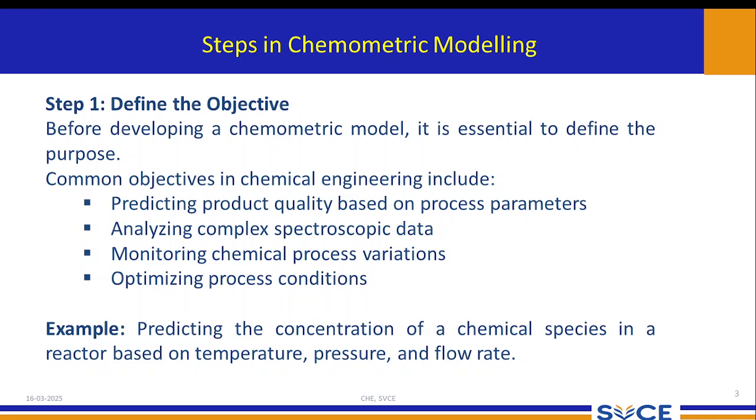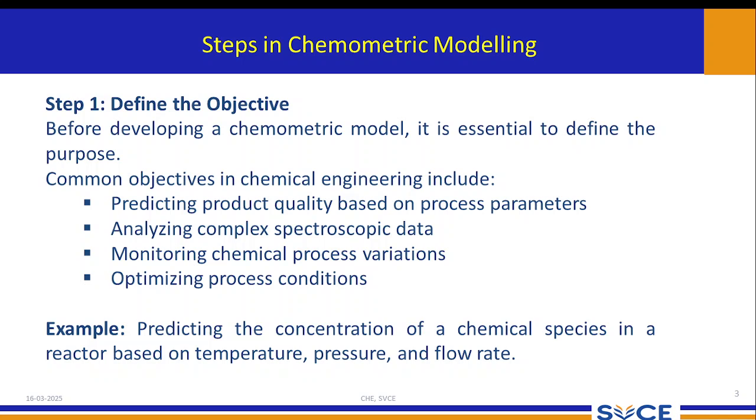The common objectives are predicting the product quality based on the process parameters. That is also very important. Which parameter is more relevant? How are the dependent variables and independent variables correlated? Is there any significant effect or not? Some parameters have no much effect, so varying those parameters doesn't make any sense. Then analyzing the complex spectroscopic data, monitoring the chemical process variation, and also optimizing the process conditions.